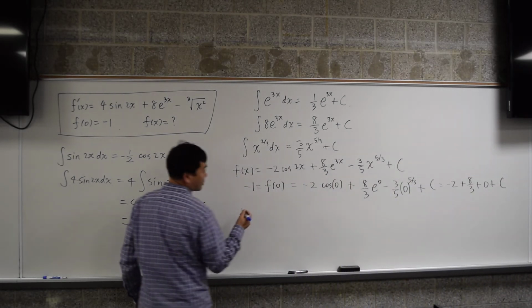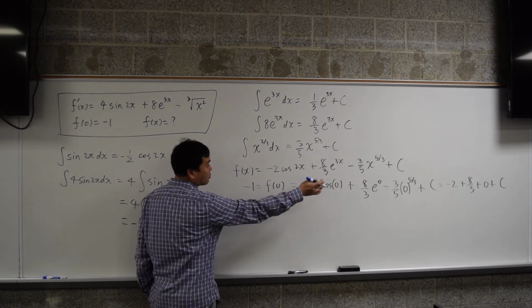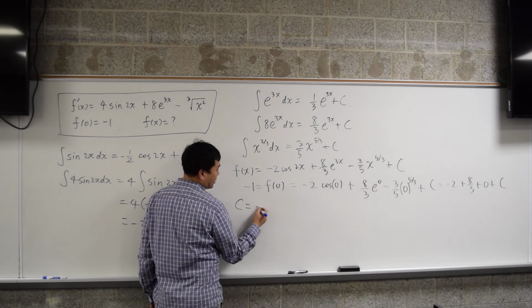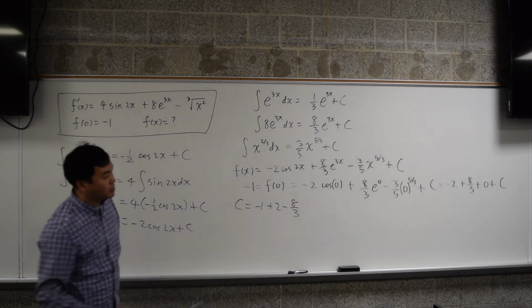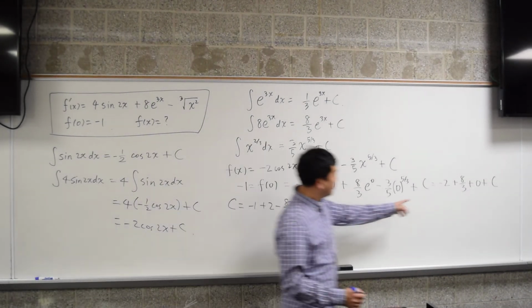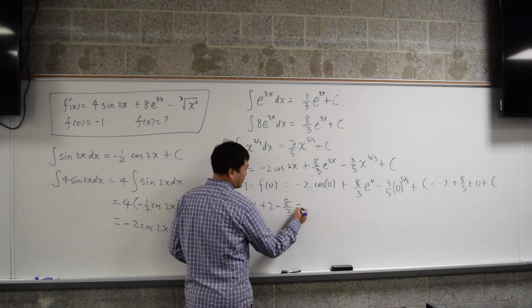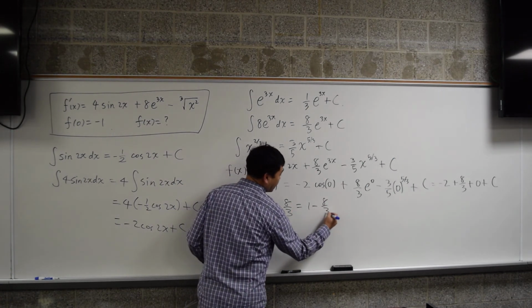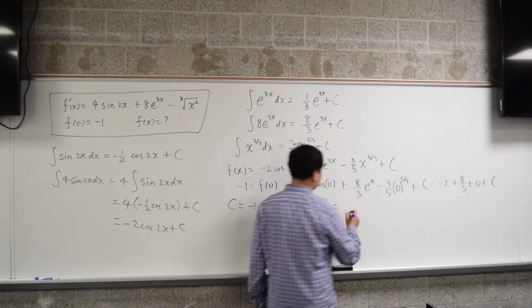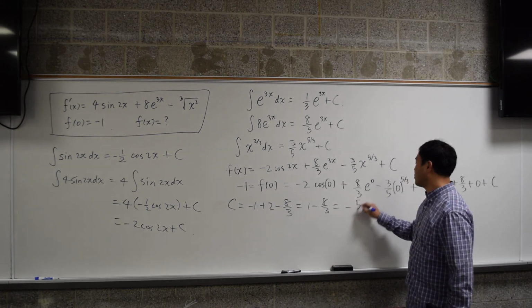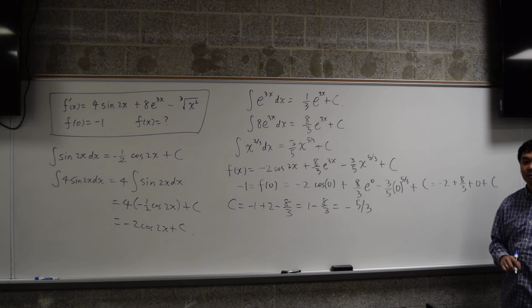Therefore, we have c. If I move the -2 to the other side, I have -1 plus 2 minus 8 over 3. That's my value of c, right? All these signs change because I moved over to the other side. And let's see, this is 1 minus 8 over 3. 1 is 3 over 3. 3 over 3 minus 8 over 3 is -5 over 3. And is that the answer?